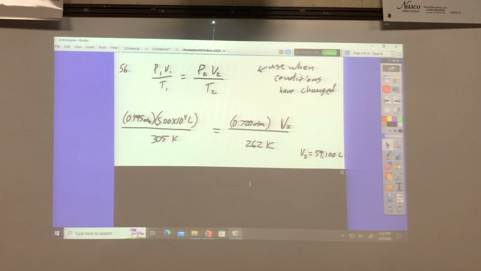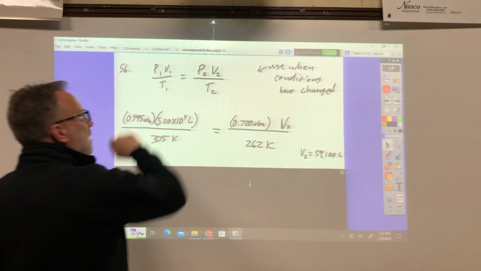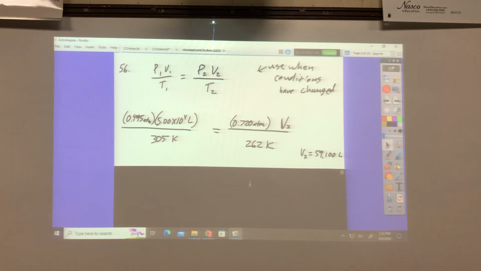Fixed volume, hydrogen 30 Celsius, pressure 1.11 atmospheres at 15 Celsius. So I can probably use the combined gas law and cancel volume out. That's it. Doesn't change.